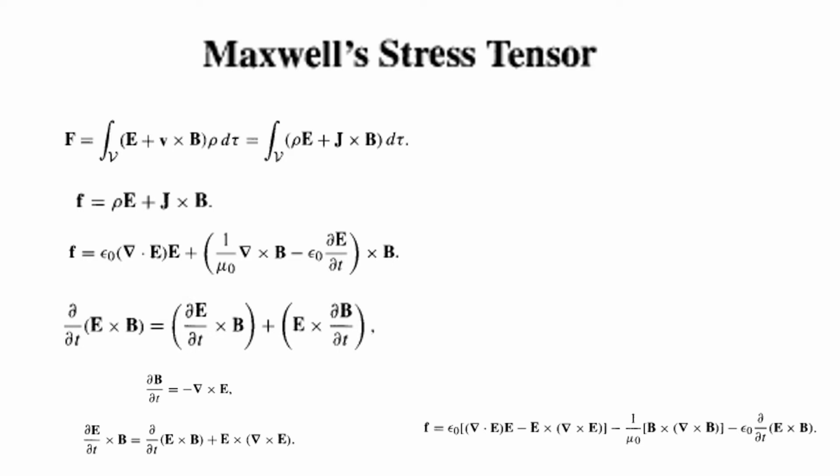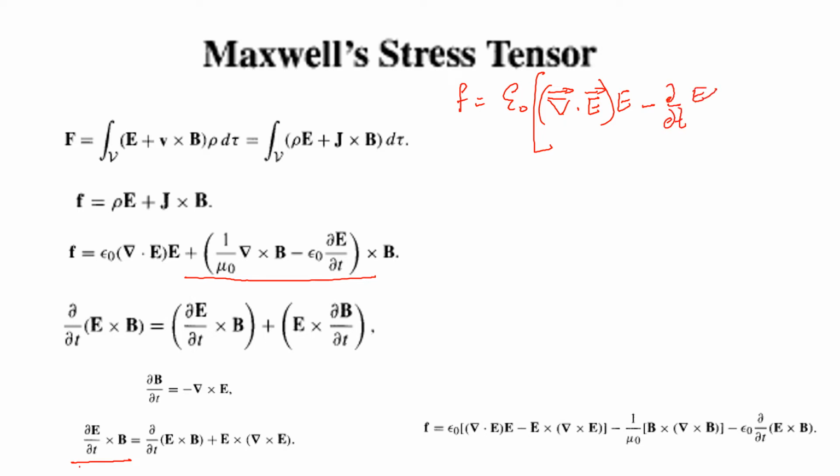Substituting this in the expression for force per unit volume, we can write F equal to epsilon 0 times del dot E times E. Then there is plus 1 by mu 0 del cross B, and there is minus epsilon 0 dou E by dou t cross B. But we know that dou E by dou t cross B is dou by dou t of E cross B. So we can write it as minus dou by dou t of E cross B, minus E cross del cross E.